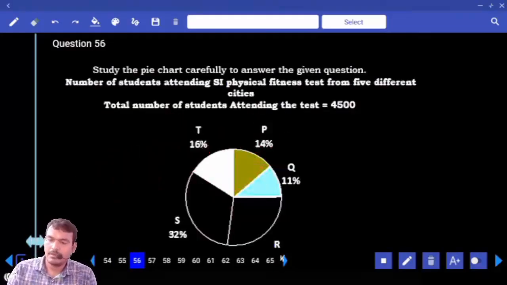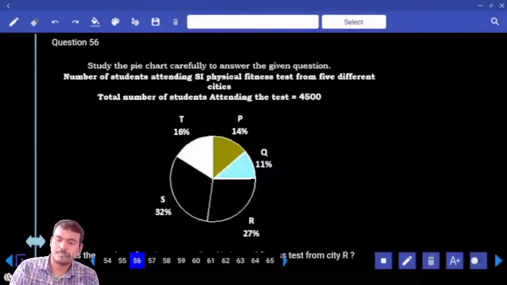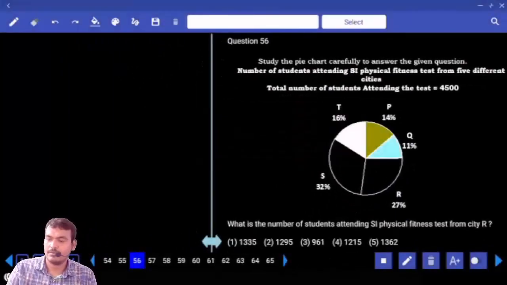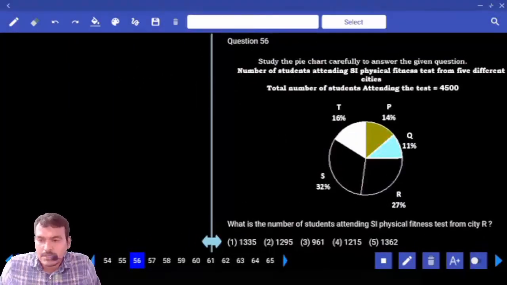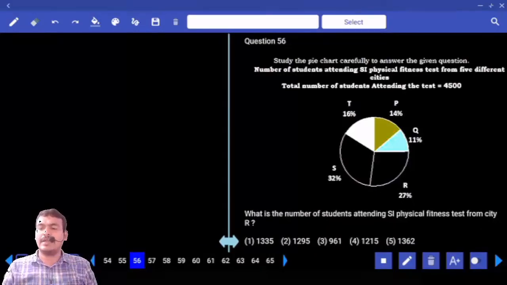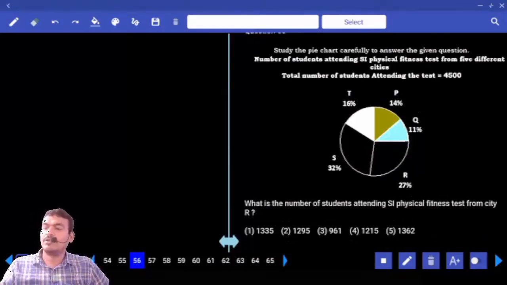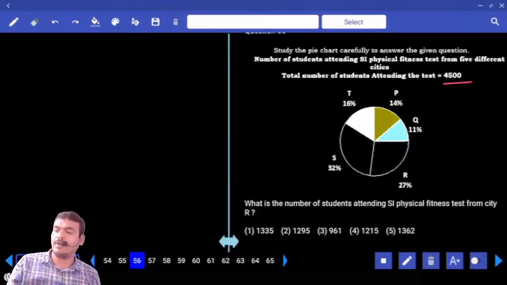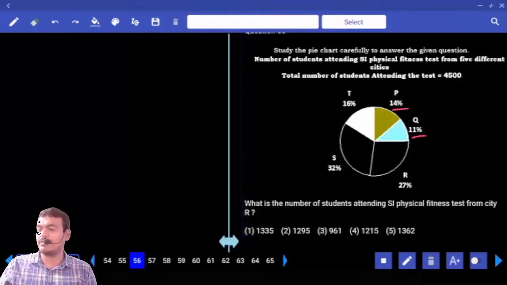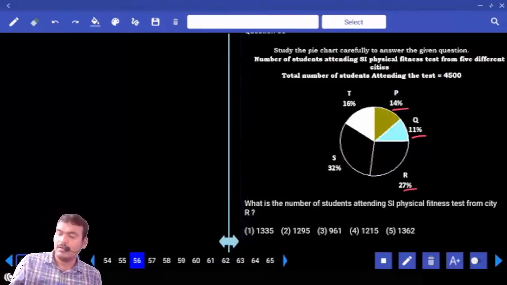Next, pie chart or table? Pie chart. Study the pie chart carefully to answer the given questions. The number of students attending SI physical fitness test from 5 different cities. Okay. What is the total data given? 4,500. That is split into 5 parts or only 1 part? 5 parts. But every value is in percentage or value? Percentage.